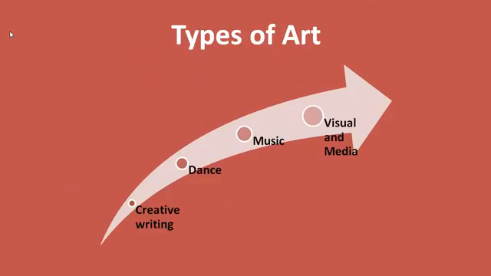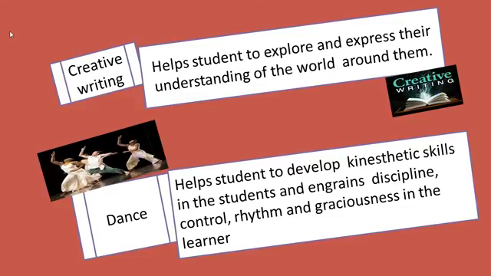So let me see what the types of art are. When we look at the types of art, we can say that art can be classified as creative writing, dance, music, visual and media. When we try to classify in a nutshell, we may say that it can be classified into two: the visual arts and the performing arts. What do you mean by creative writing? Creative writing helps students to explore and express their understanding of the world around them.